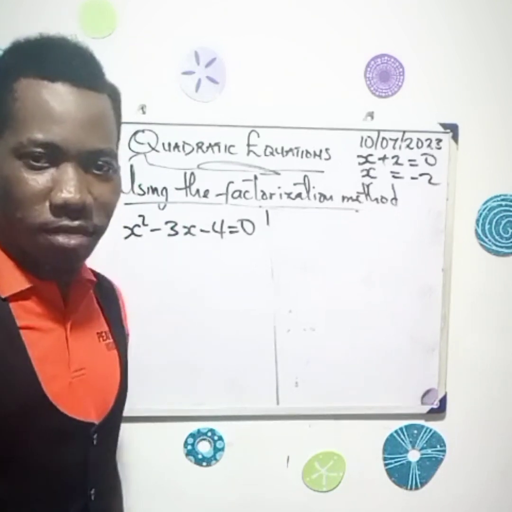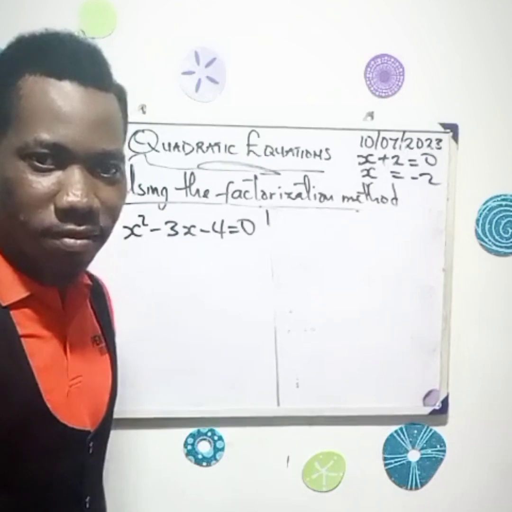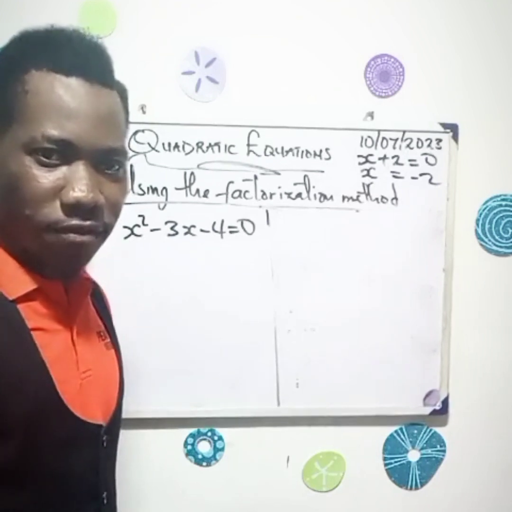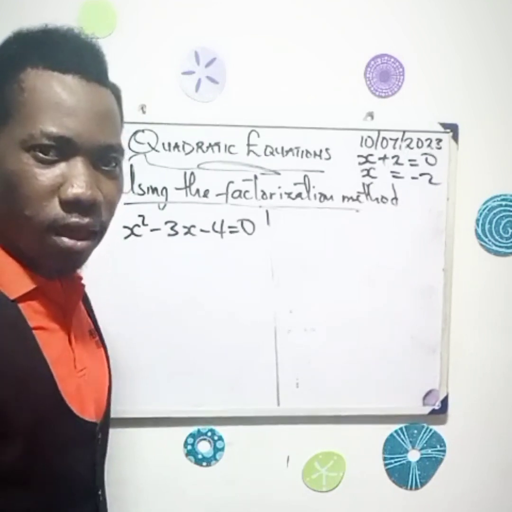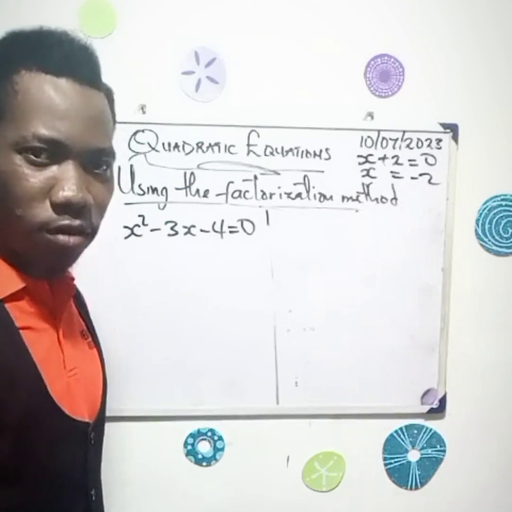Are we done solving? x squared minus 3x minus 4 equals 0.